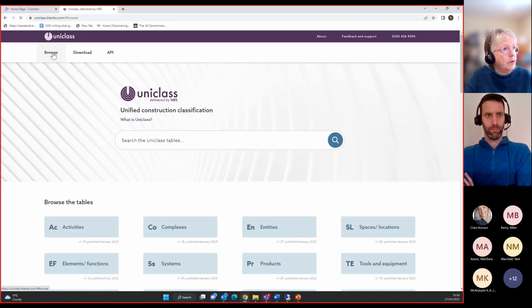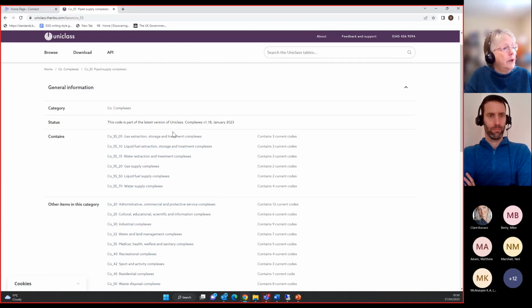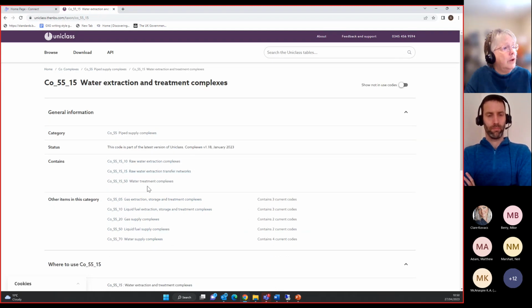But the other way is you can browse through the tables themselves. This then takes you through the whole structure of the table. And for example, on your pipe supply, you can see here. But again, you have to be aware that we're looking at all sorts of different industries: gas extraction, liquid fuel supply. In this case, you've got two here, either water extraction and treatment or water supply. In your water extraction and completion complexes, you've got raw water extraction transfer networks, and water treatment complexes.